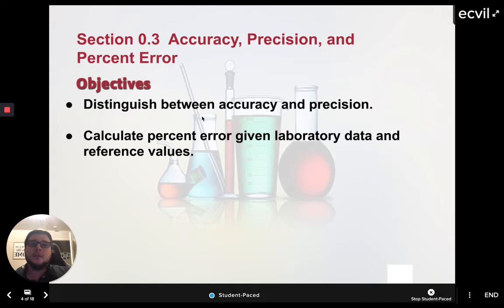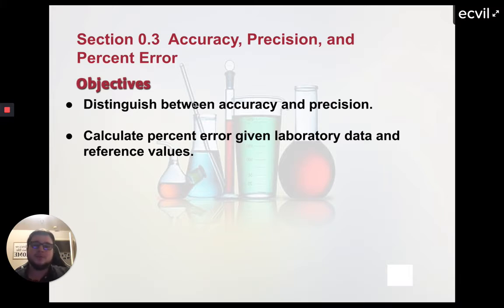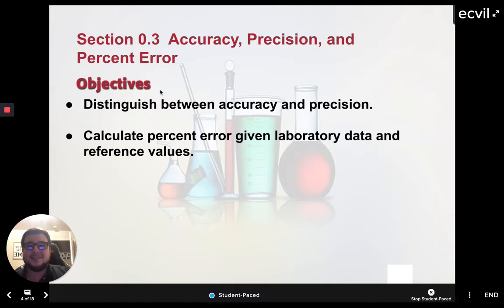Okay, our objectives for the day. Number 1, distinguish between accuracy and precision. And number 2, calculate percent error given laboratory data and reference values. So we will be doing some calculations in this section, just like we did with scientific notation last section. Again, this is the measurement module, so it's expected that there would be at least a little bit of math. Okay, so you can't escape it. Just because you're not in math class doesn't mean you don't have to do math. Sorry about that.